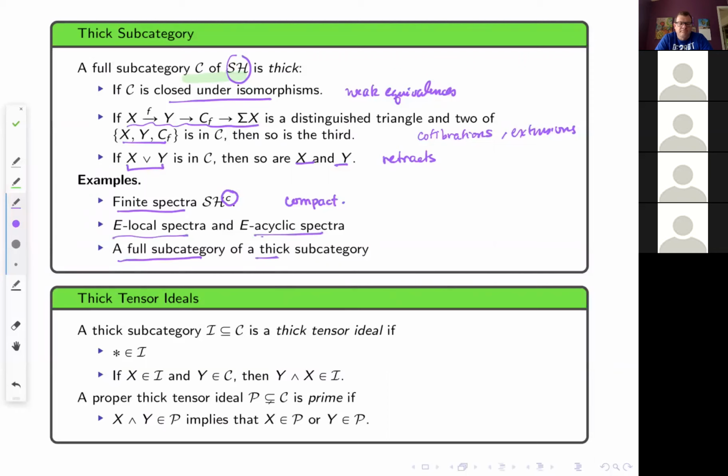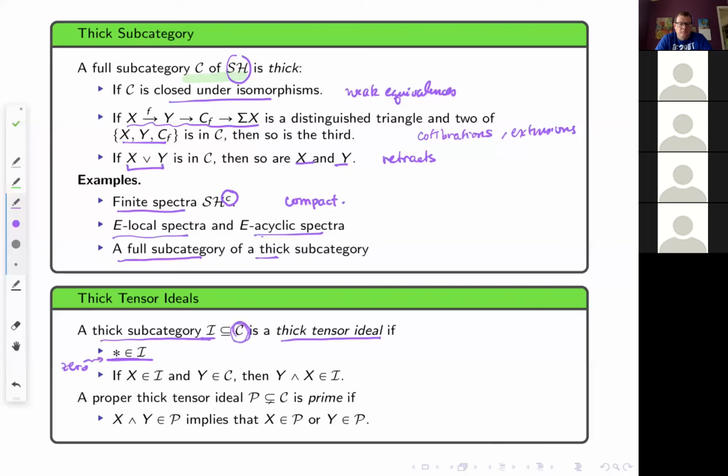Now, I could skip the next definition, but I won't because it serves well for the motivation. Suppose you have one of these thick subcategories C, and then you look at a thick subcategory of it, I. Then we're going to say that it's a thick tensor ideal if, well, it looks like an ideal. So first, the point is in I, so that's the 0 element.